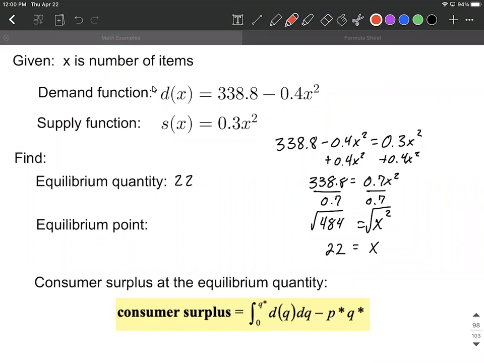Next, what we want to do is find the equilibrium point. So we're looking for an x value and an output. So this is a quantity. This is a value for Q. In our formula down below, we use Q star to represent that. We need a price to go along with this.